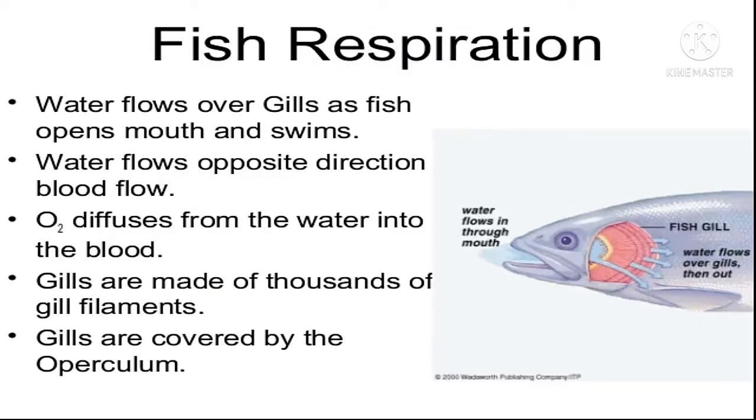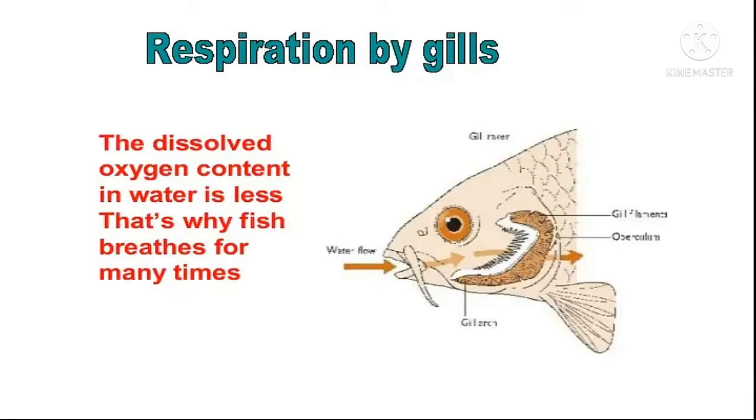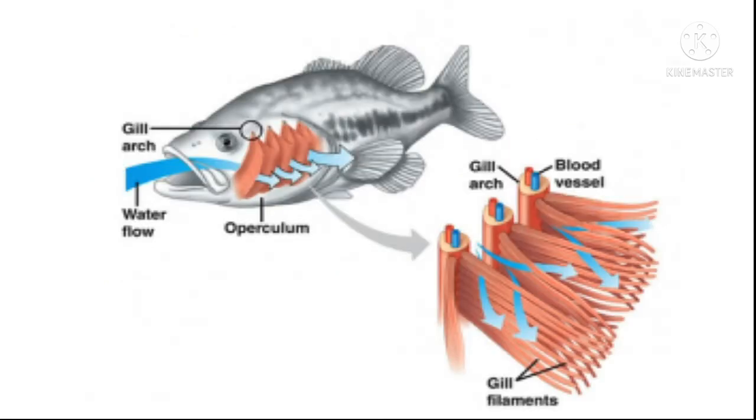So the water which flows over the gills, the oxygen diffuses from the water into the blood. The gills are made up of thousands of gill filaments and they are covered by a structure called operculum. The dissolved oxygen in the water is less, so the fish breathes many times, and the oxygen is transported by the gills. This is how the gill filaments look.